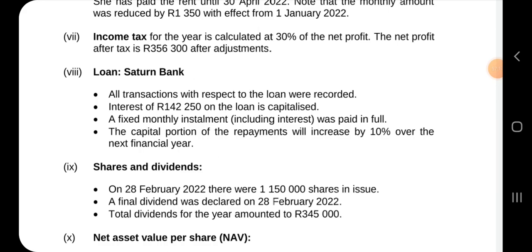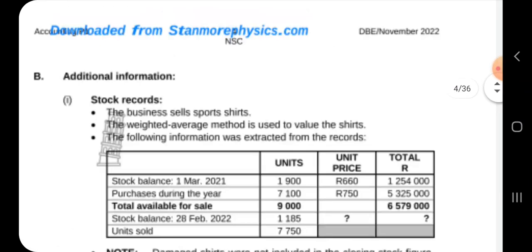So all transactions with respect to loan were recorded. Interest of 142,250 on the loan is capitalized. A fixed monthly installment including interest was paid in full. The capital portion of the repayments will increase by 10% over the next financial year. So how to get the capital repayments of this loan? Let's take a look here.